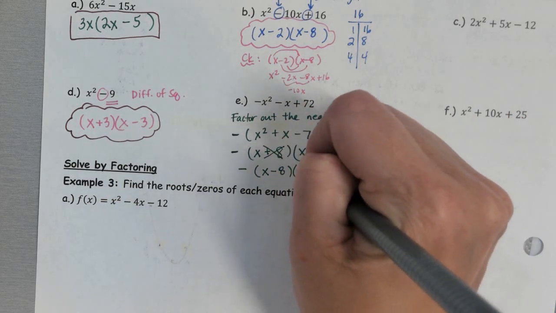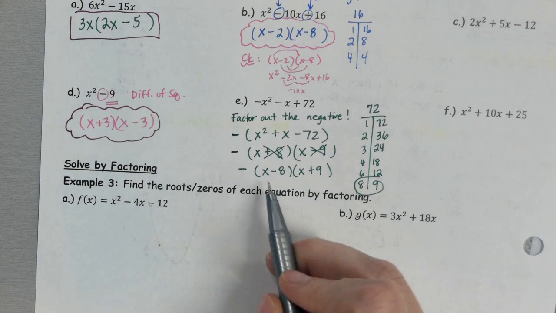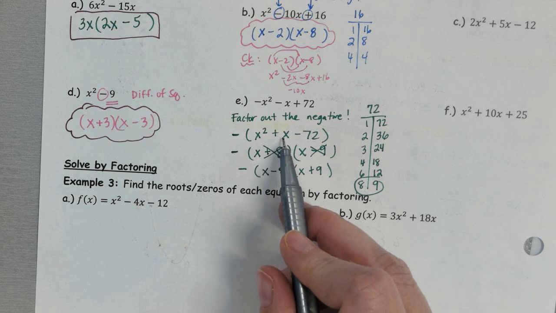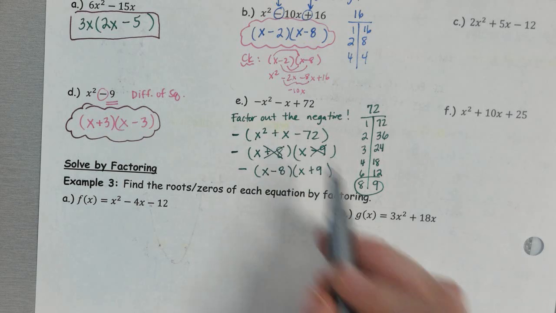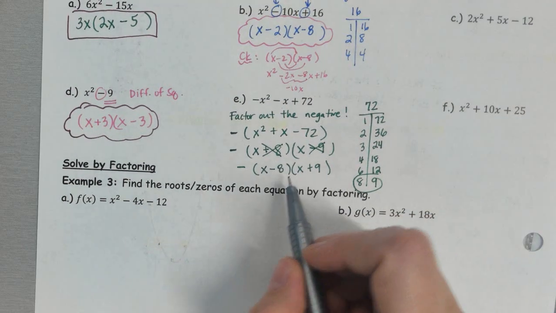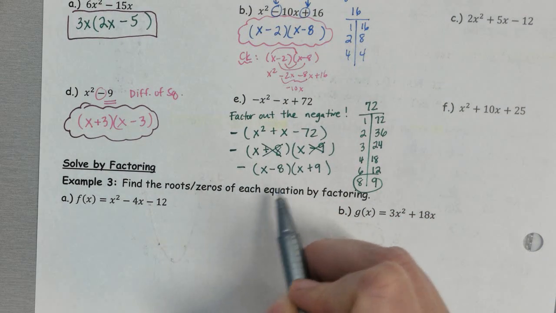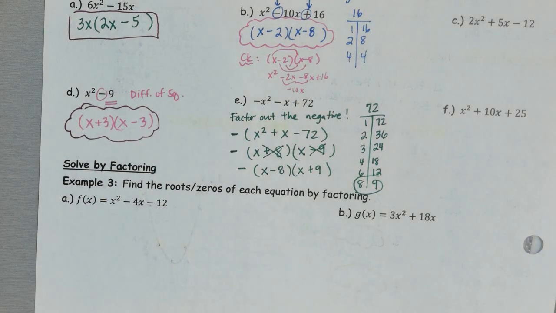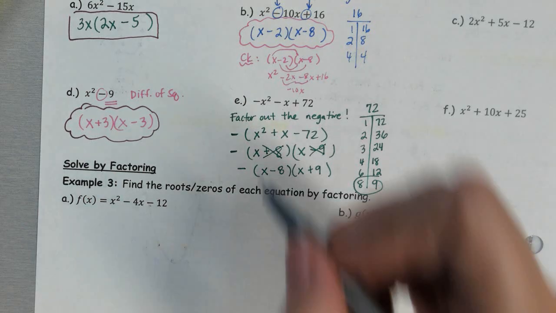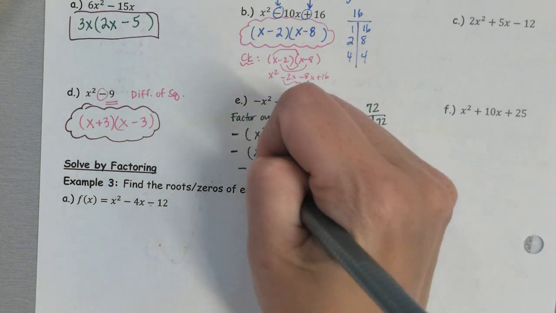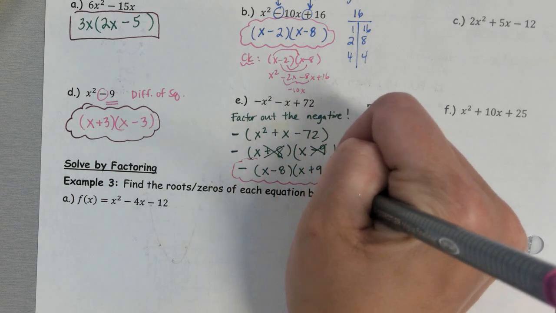All right, let's see if this works. Okay, so x times x would be x squared. Negative 8 plus 9 is positive 1x. Negative 8 times 9 is negative 72. Yep. And then if I wanted to check this using FOIL, I could do that, and then I'd have to distribute the negative 1. I know some people like to factor with the negative. You could distribute the negative to one of them, and that would be correct as well.